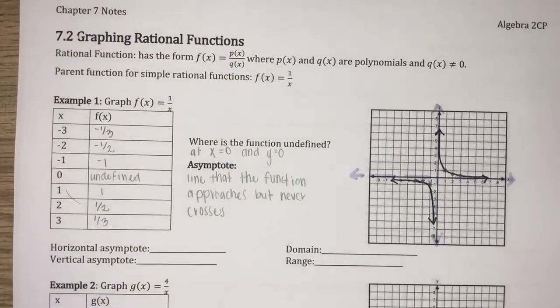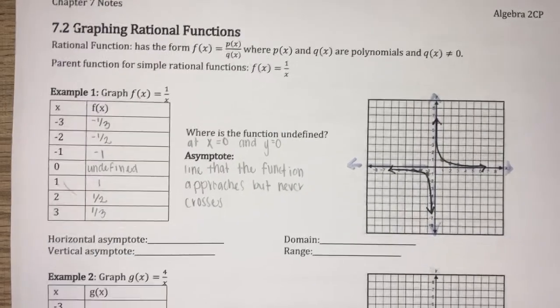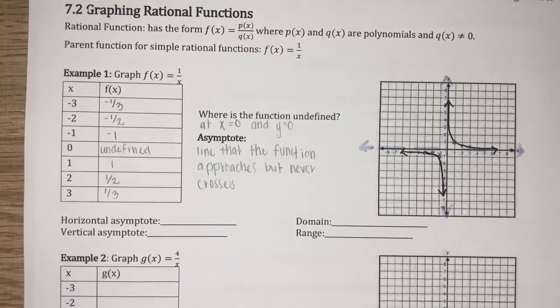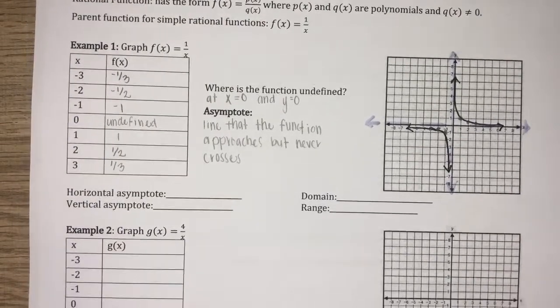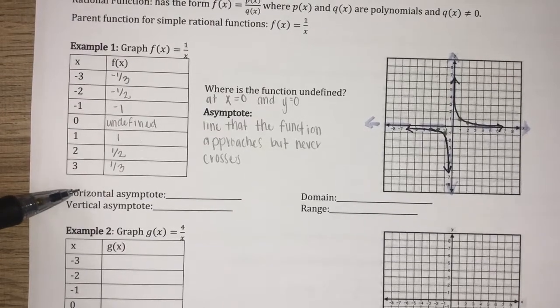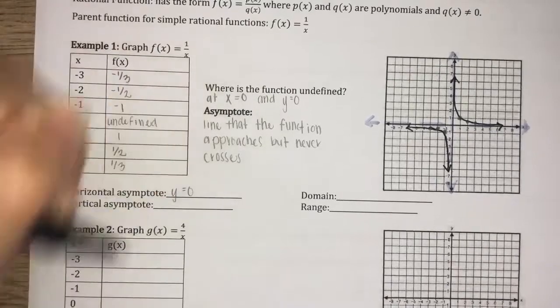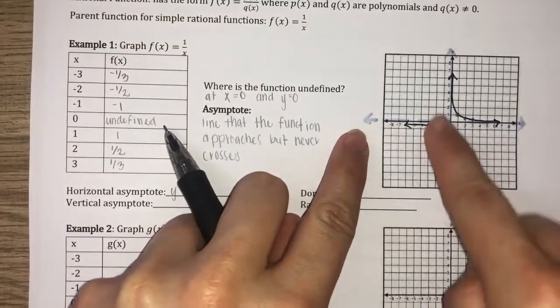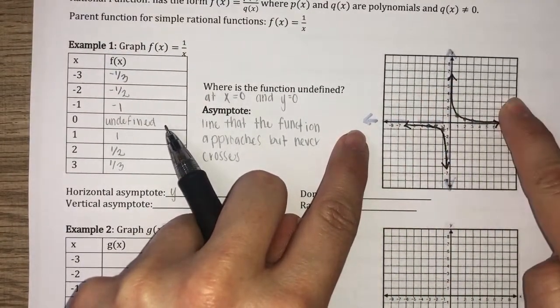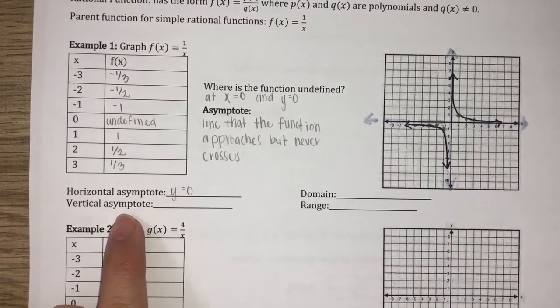So asymptote, a line that the function approaches but never crosses. And then down at the bottom we'll talk about asymptotes and domain and range. So the horizontal asymptote, any horizontal line would start with y equals. So it's y equals 0 in this case is my horizontal asymptote. If it was up here, it'd be like, say, y equals 5 is any horizontal line, and then any vertical line starts with x equals.